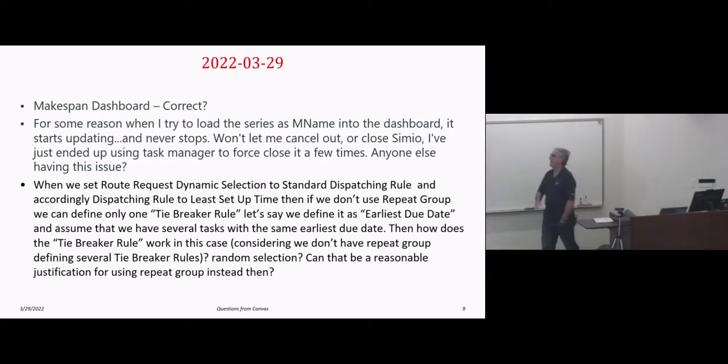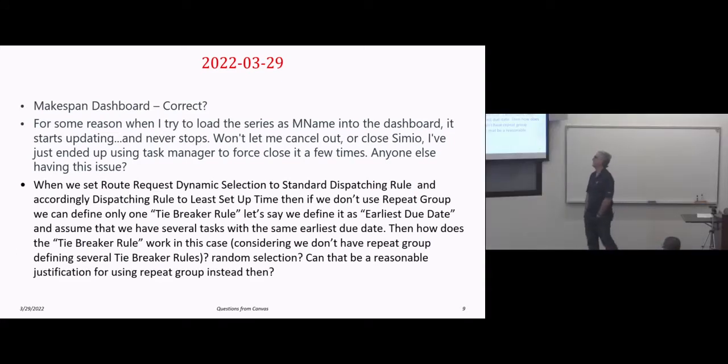And lastly, back to our friend the dynamic selection rule, standard dispatching rule. And this question is about how, if we don't use a repeat group, then we can only define one tiebreaker rule. To refresh your memory, if you look at a transfer node and you use the dynamic dispatching or the standard dispatching rules, you can either use a repeat group and define as many of them as you like, and they're evaluated in order. Or you can use one fixed one and a single tiebreak, so you're limited to 2.